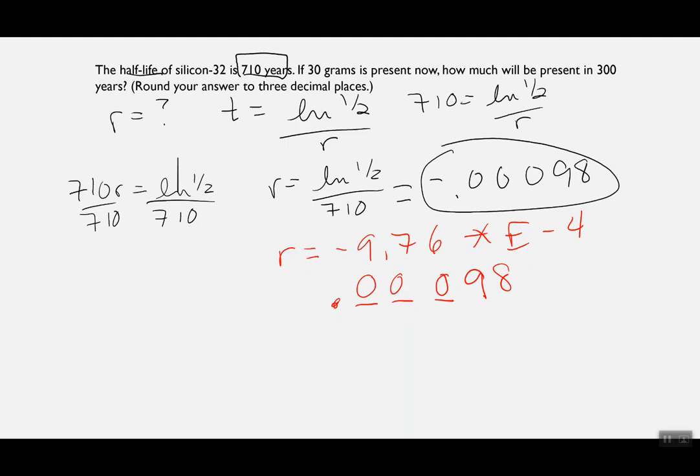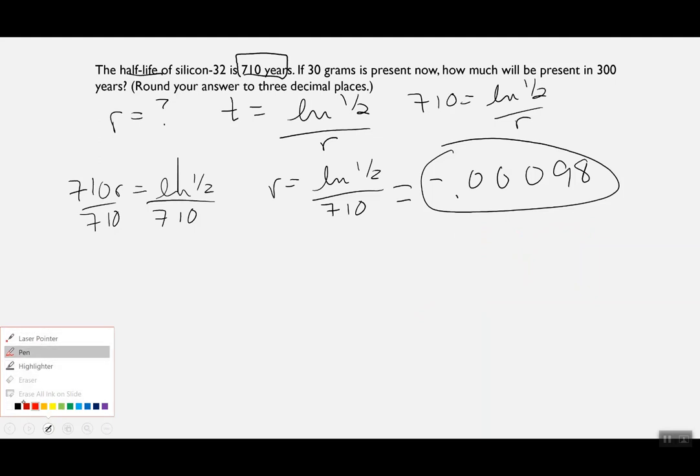So here's my rate. You can kind of see it. So I'm going to erase that part that I just put on so I give myself some more room. Now that I have that, I can go back and start to answer the question. The original question was, if I have 30 grams now, how much will be present in 300 years? So I'm looking for A, how much will I have in the future?